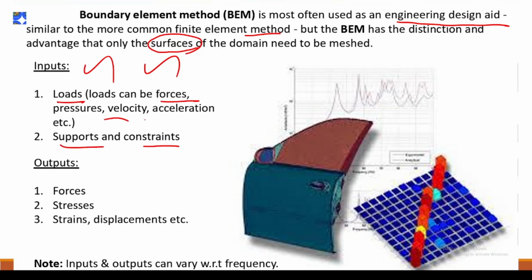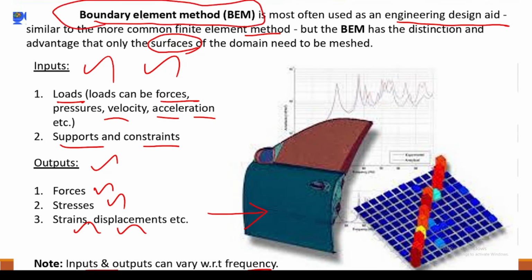Loads might include force, pressure, velocity, and acceleration. And output also looks in a similar fashion to that of the finite element method, which is forces, stresses, strains, and displacements. Here also you can vary the inputs and outputs with respect to frequency. For example, you can consider this car body door, which is a surface component, where you will be employing the boundary element method, which also comes under the numerical method.